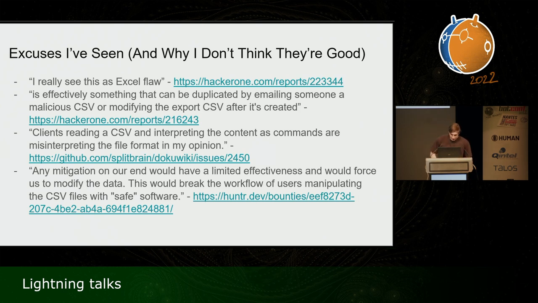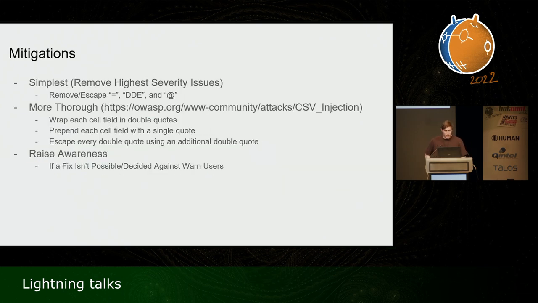And finally, any mitigation on our back end would have limited effectiveness and would force us to modify the data. This would break the workflow for users manipulating the CSV files with safe software. This is one I got recently. And again, I stand that in any other situation, we wouldn't really care about breaking the workflow. I've never met an admin who was unwilling to update a cross-site scripting or an SQL injection simply because it would break the workflow. So I wouldn't get up here and say that we should actually do something about these without talking about the mitigations.